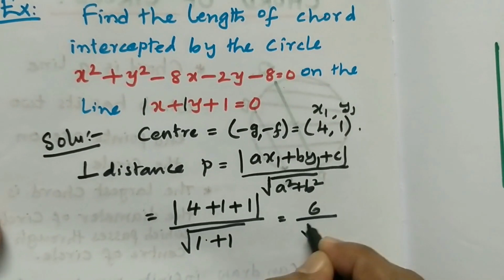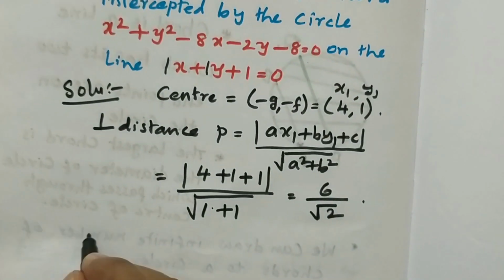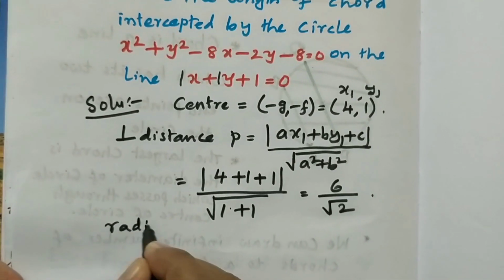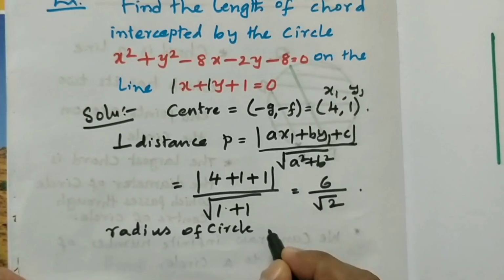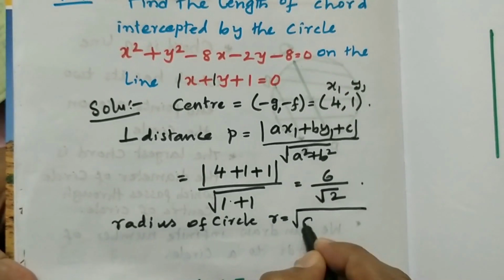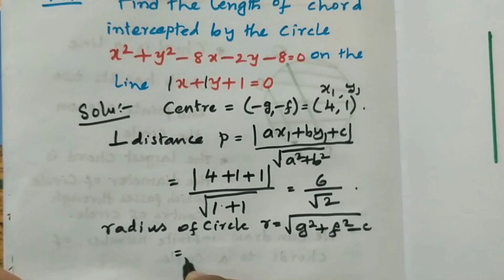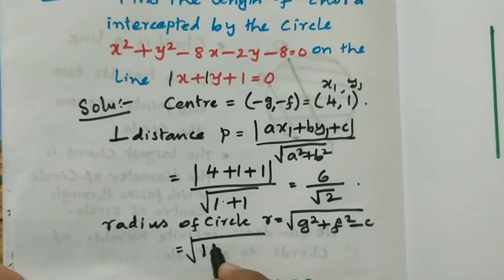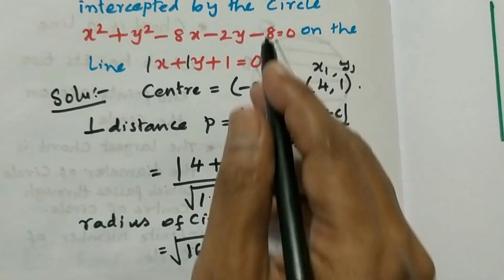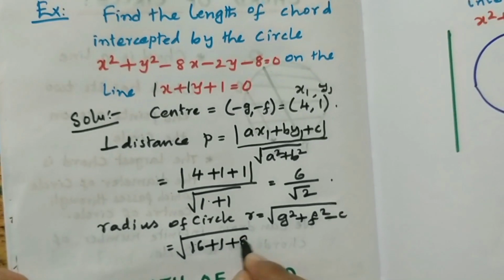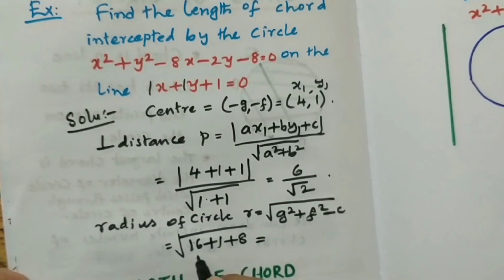And the radius of the circle: R is equal to square root of g square plus f square minus c. That is equal to how much? 4 square is 16, plus f square is 1, minus c is minus of minus 8. This c belongs to the circle equation. So this is 16 plus 8, 24, plus 1, 25, gives us the root 25, which is 5.